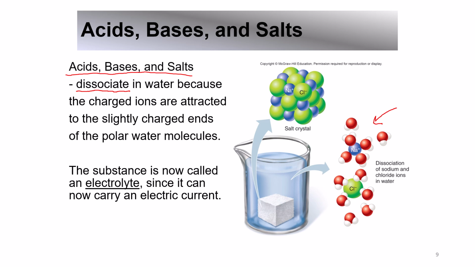When salts, acids, and bases separate into these individual parts, these individual parts are called electrolytes. Okay, so I'm going to put here, electrolyte really means, think like individual parts of acids, bases, and salts.